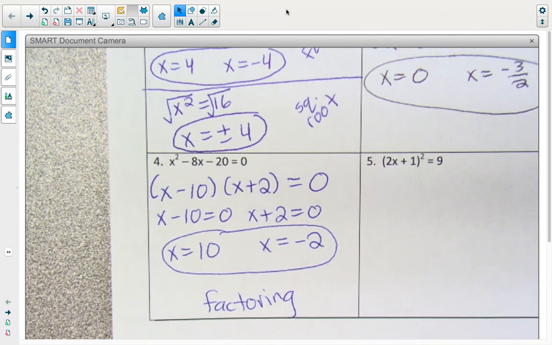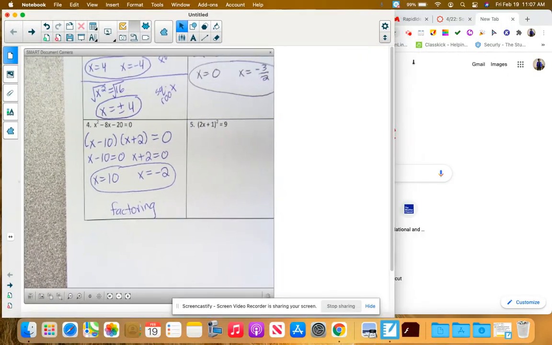So now we have 3 different ways to solve a quadratic equation. We can graph it, factor, or take the square root. They all give us the same answer, just depending on the problem. Sometimes it's a little easier to do one method over the other method.